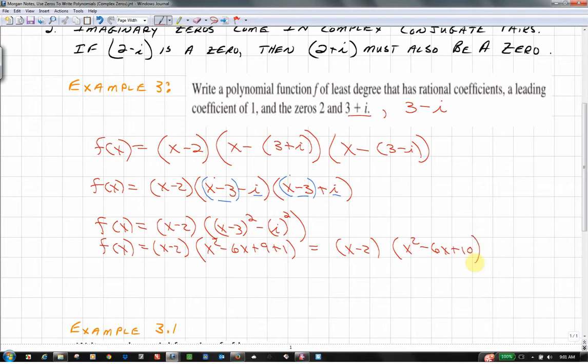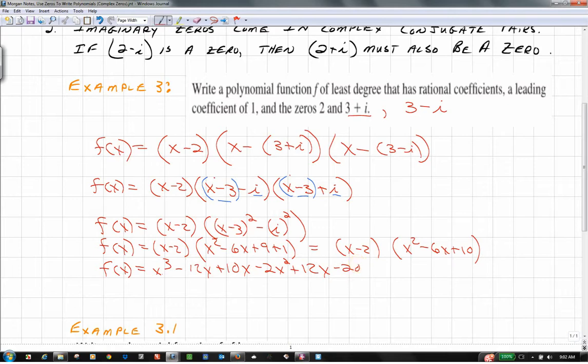Now I just do my normal multiplication. I take x times x squared, x times a minus 6x, and x times 10. Now let's move to the negative 2. A negative 2 times x squared, a negative 2 times a negative 6x would be plus 12x, and a negative 2 times that 10 would be a minus 20.